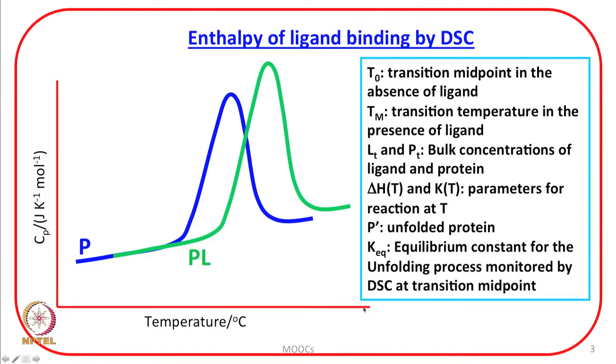And wherever I use the subscript EQ, equilibrium, for example, KEQ, this will be equilibrium constant for the unfolding process monitored by DSC at transition midpoint. So, let us keep this in mind. Whenever I use EQ, this will be corresponding to the process which is monitored by DSC at transition temperature.